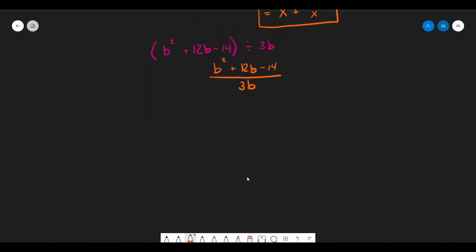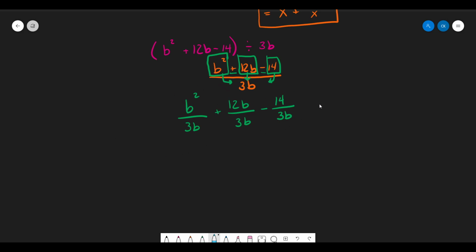Now that I have this rewritten as a fraction, since I'm dividing by a single monomial, I'm going to take each monomial and divide it by the monomial on the bottom. So this is going to be rewritten as b squared over 3b plus 12b over 3b minus 14 over 3b. Now I'm going to work with each one of these separately.